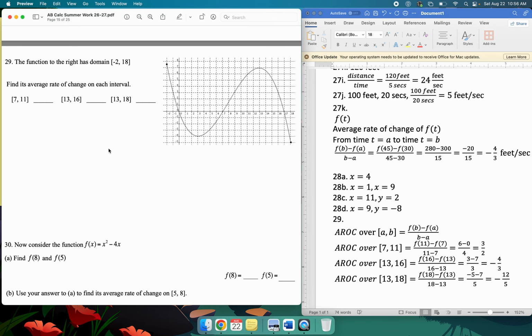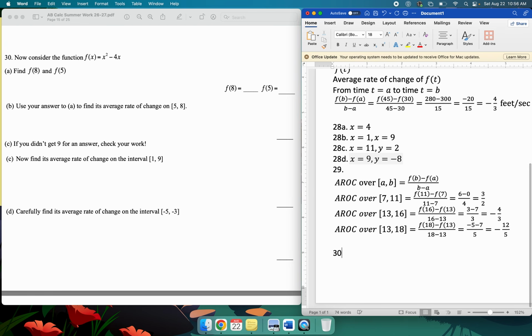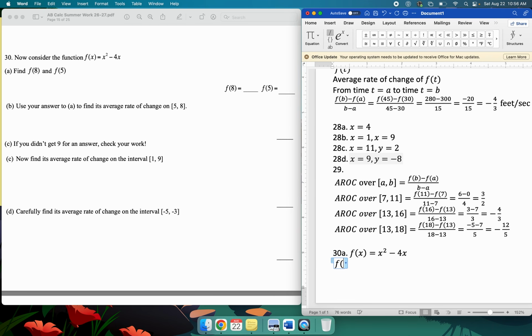Voila. Okay, 30, consider the function f of x equals x squared minus 4x. In part A, we're finding f of 8 and f of 5. That's easy enough. That just means plug in 8 for x. So that's 8 squared minus 4 times 8. So that's 64 minus 32, which is 32. And then likewise, f of 5, that would be 5 squared minus 4 times 5. That's 25 minus 20, which is 5.